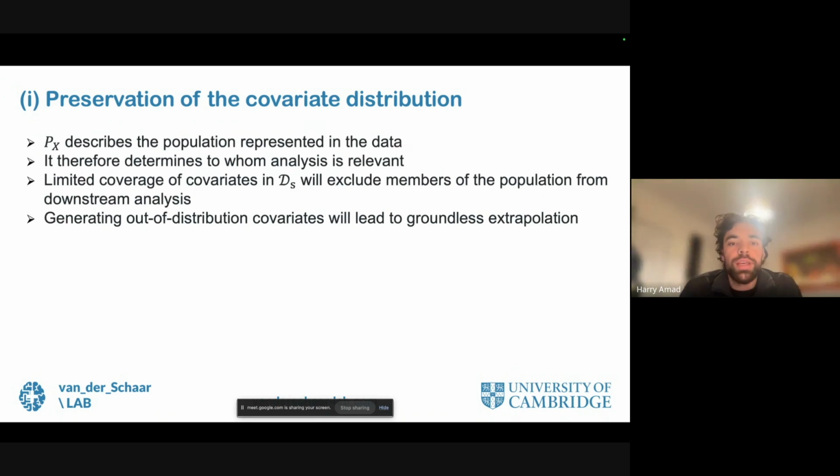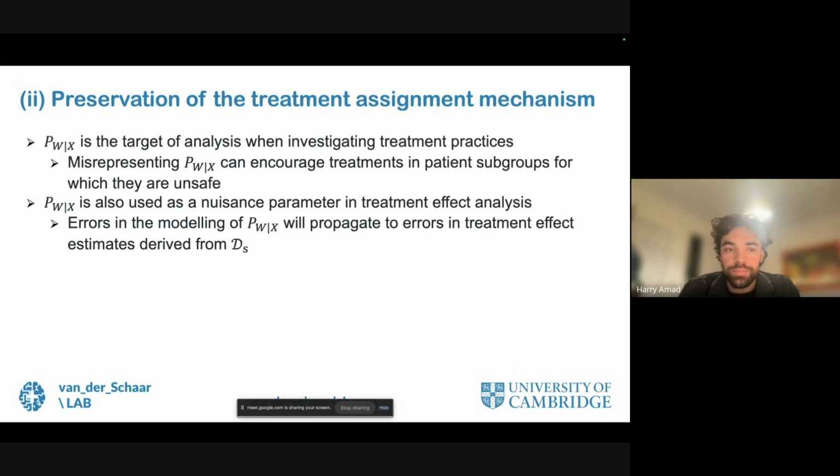And so, for example, if the synthetic data set fails to generate a particular part of the covariate space, then members of the population who exhibit that level of covariates will necessarily have to be excluded from downstream analysis. And on the other hand, if the synthetic data generates wildly out of distribution covariates, which are not supported by the real data set, then any analysis on the data will really not be grounded in the statistics displayed in the real data, which can lead to dangerous extrapolation.